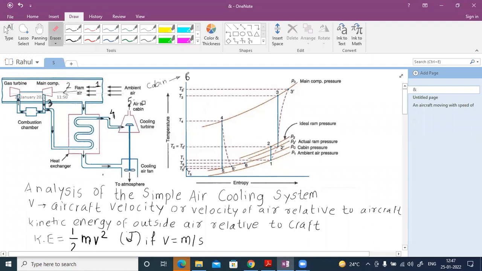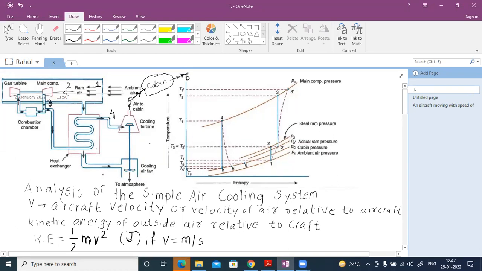Okay, so 5 is the outlet of the turbine, and that is nothing but inlet to the cabin, right? You can see this. I'll just mark the arrow like this. So this is a point you can see. From the outlet of the turbine, the air is going to the cabin. As you can see, this is a cabin. From the exit of the turbine, air is going to the cabin, and after that it is getting out at point number 6.